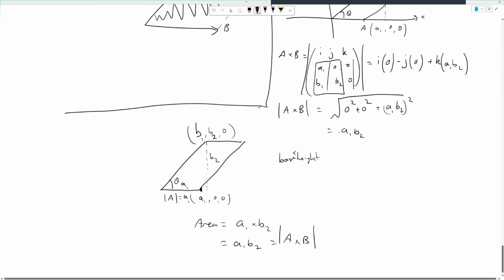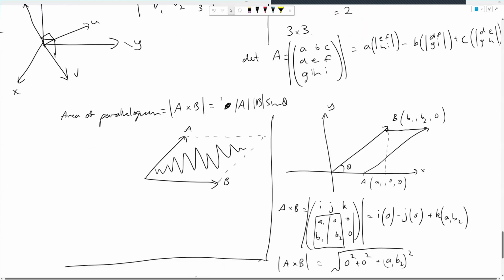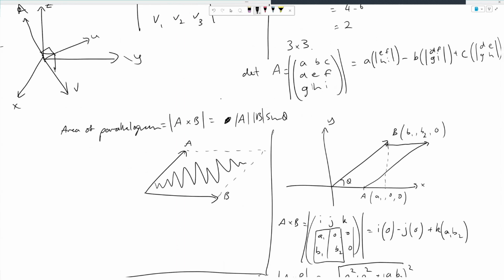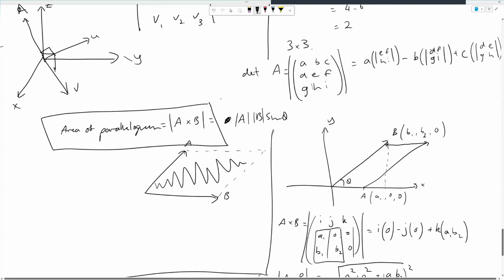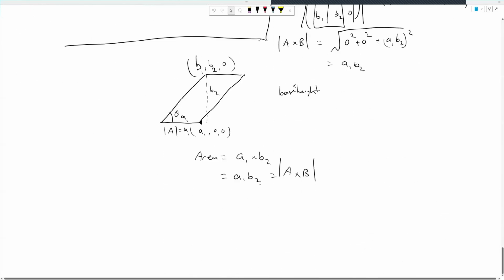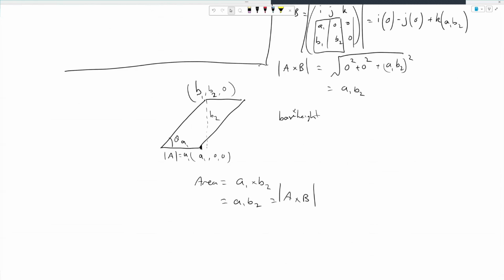B. Okay, so this is a very oversimplified example, but it was a good example to show that this is actually true. So the length of the cross product is equal to the area of the parallelogram. Okay, cool. Hopefully that convinces you. And if that doesn't make sense, please just reach out.